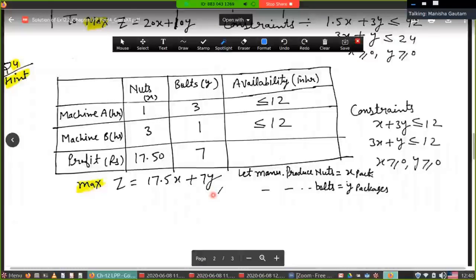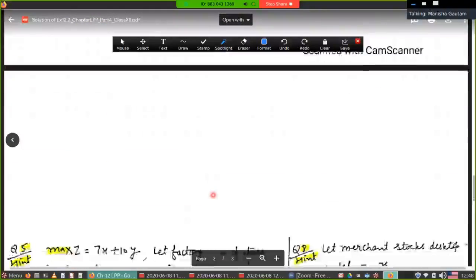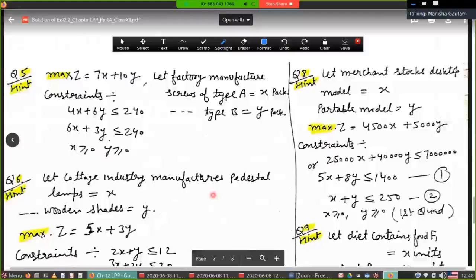I have framed 4 questions for you to understand how the information is collected in tabular form. Then the tabular form can be converted into the constraints and the optimization statement. Do the questions like this, and you will get the answer easily and the solution in a very easy way. I have given the next hints also to you. Just frame the table yourself.